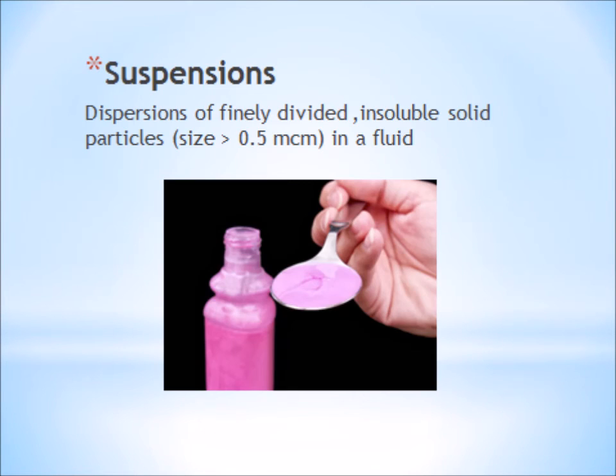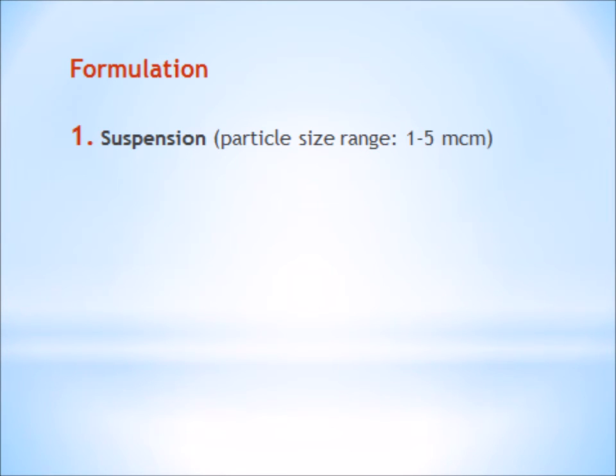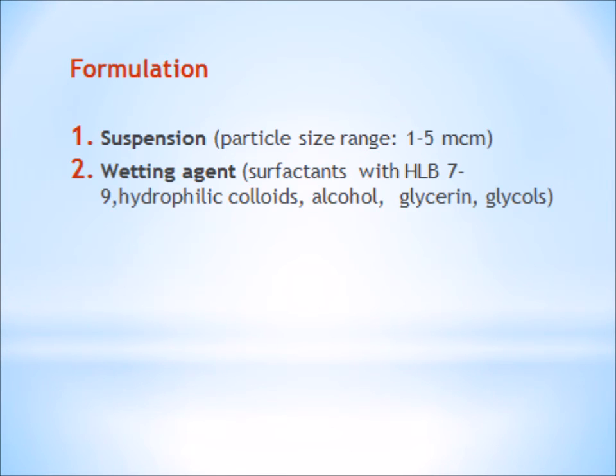Suspensions. Dispersion of finely divided insoluble solid particles in a fluid. Formulation. Number 1, suspensoid, particle size range 1 to 5 mcm. Number 2, wetting agent. Example, surfactants with HLB 7 to 9, hydrophilic colloids, alcohol, glycerin, and glycols.